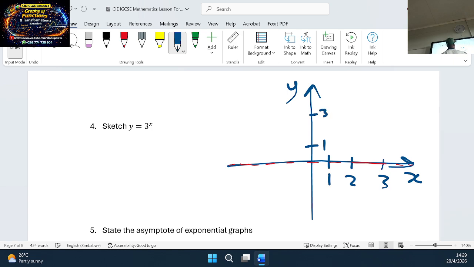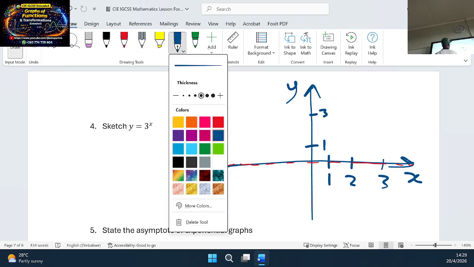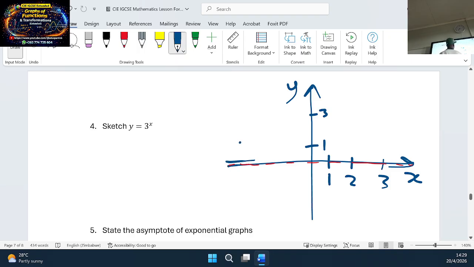So we expect something like that. This is going to be a rapid increase. In other words, we have something of this nature. That's y equal to 3 to the power x. Because when I put 3 squared, that will be 9. 3 cubed, 27. It will be stretching going up very fast.